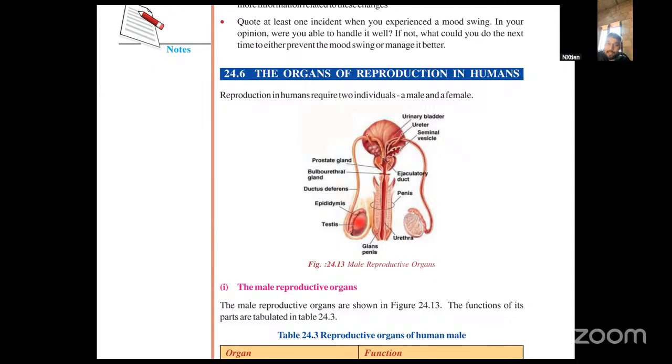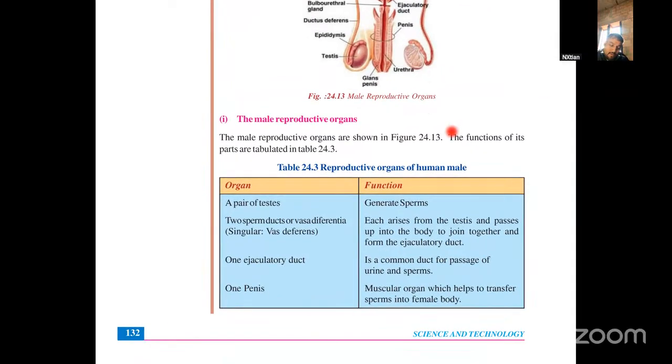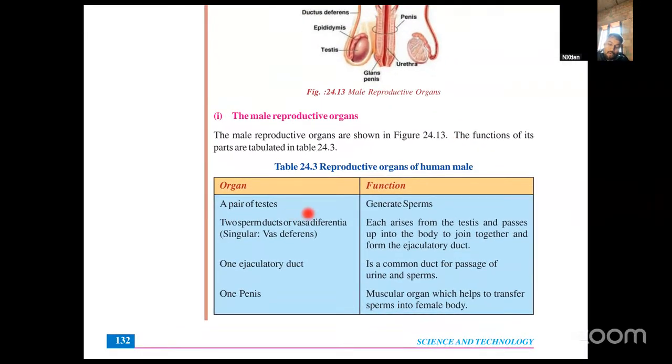Okay, so the testis, which created the sperm, through the seminal vesicle, it will travel to the prostate gland. When they reach the prostate gland, the prostate gland releases the semen, and through this, it will come out from the penis. This is the male reproductive organ. So in the male reproductive organ, we have a pair of testes, two sperm ducts, the vasa deferentia.